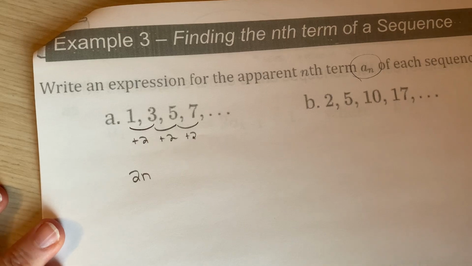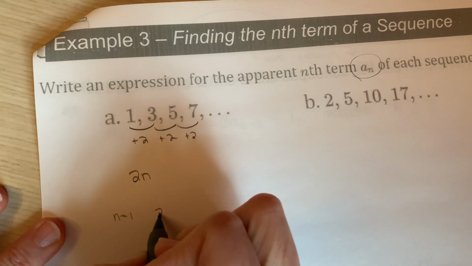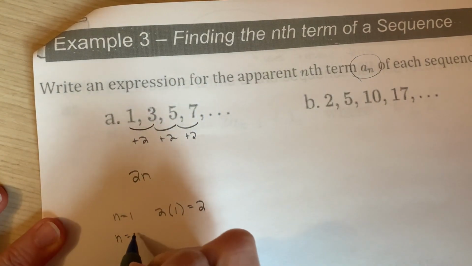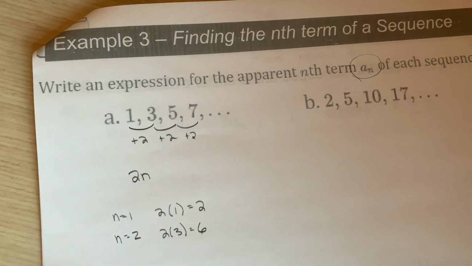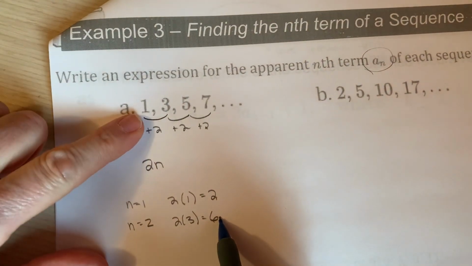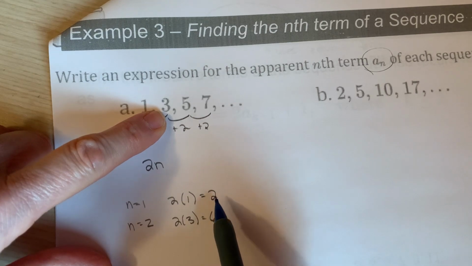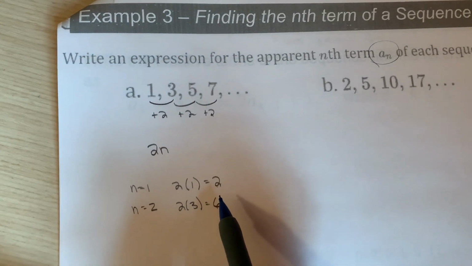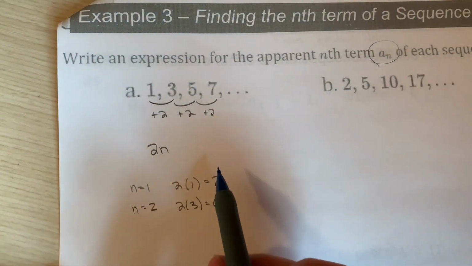So let's think, if n is 1, I would have 2 times 1, I would have 2. If n is 2, I would have 2 times 3, I would have 6. So those are basically 1 more than all of these. So this is 2, I want 3. This is 5, I want 6. Or you can think, this gives me even numbers, I want odd.